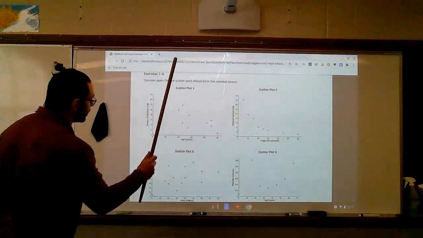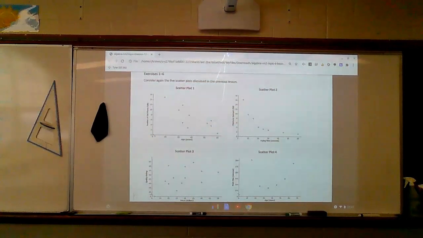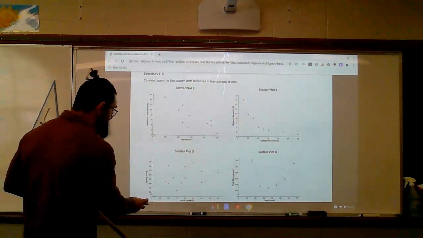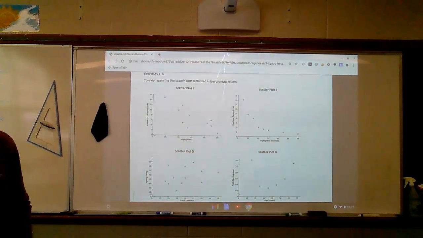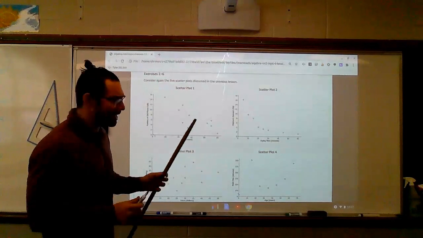You should be able to look at all of these and say, okay, do I have some type of, what's the word I'm looking for? Do I have some type of pattern? In scatter plot 1, we can say absolutely, we have some type of pattern because there's a relationship. There's the word I'm looking for, a relationship.